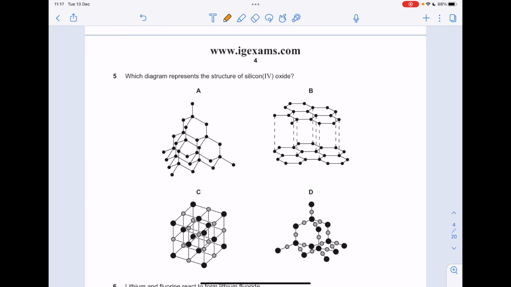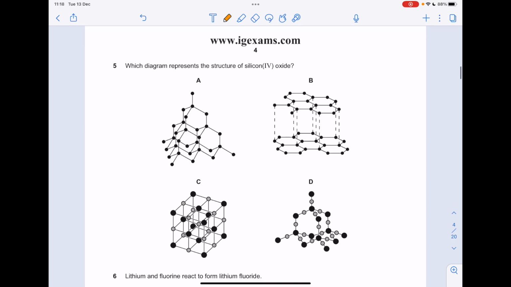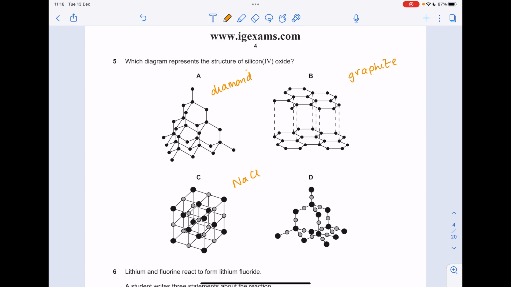Which diagram represents the structure of silicon(IV) oxide? You do need to be able to recognise these things. A is likely to be diamond. All those atoms are the same. B is likely to be graphite. C is a curved ball and is likely to be sodium chloride, which isn't even a giant covalent structure. Option D is silicon(IV) oxide.